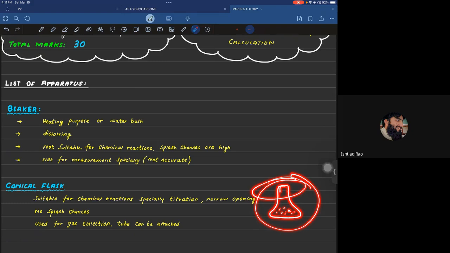And we can also collect gases. If you remember the rate experiments, we used to collect the gases in this due to its narrow opening, so there are minimum chances for the gas to escape. The tube can be attached for more accuracy. So conical flasks are better than beakers, since we can do chemical reactions. But obviously, different apparatus have their own uses.